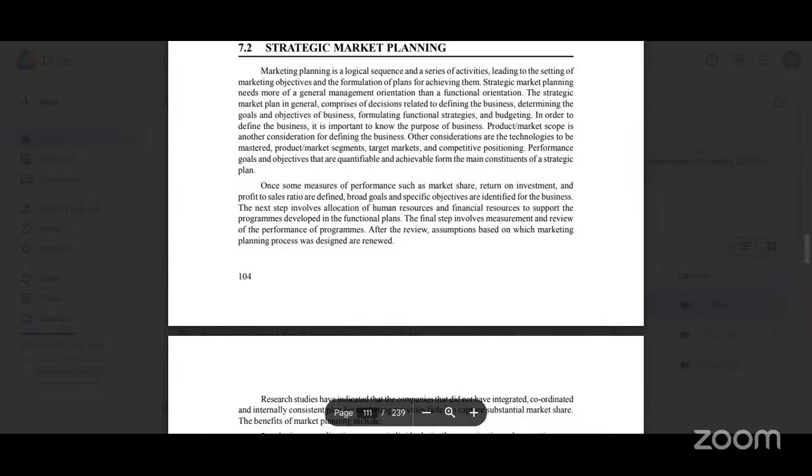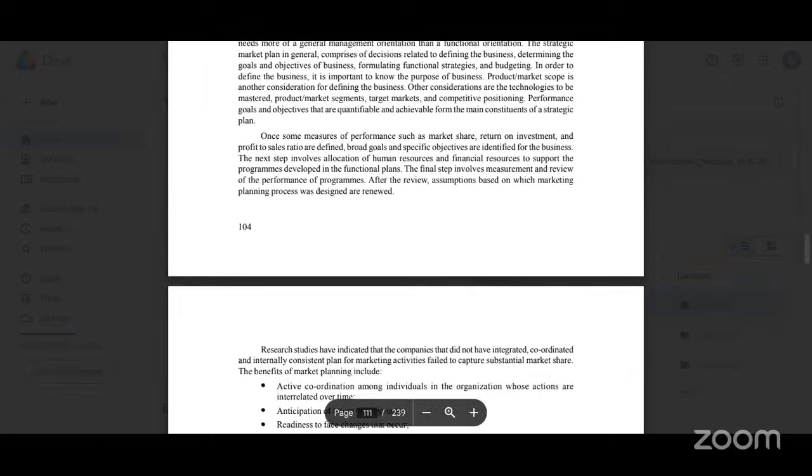So product market scope is another consideration for defining the business. Other considerations are technologies, the product market segments, which is our target market, and of course, what is the competitor positioning? How are they positioning themselves in the consumer's eye, and how are we different from that of our market competitors?